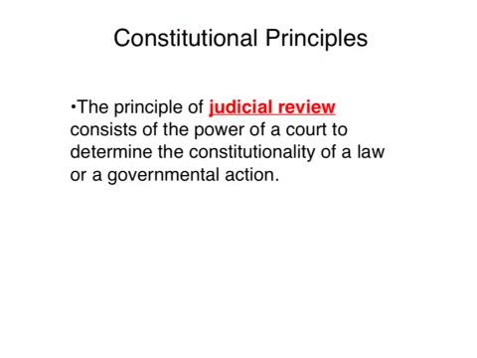The next constitutional principle is the principle of judicial review. This is a principle that belongs only to the judicial branch. Judicial review gives the judicial branch the power to review federal laws and state laws and determine whether or not they are constitutional. If the judicial branch finds that a federal or state law is in violation of the Constitution, it'll be ruled unconstitutional.